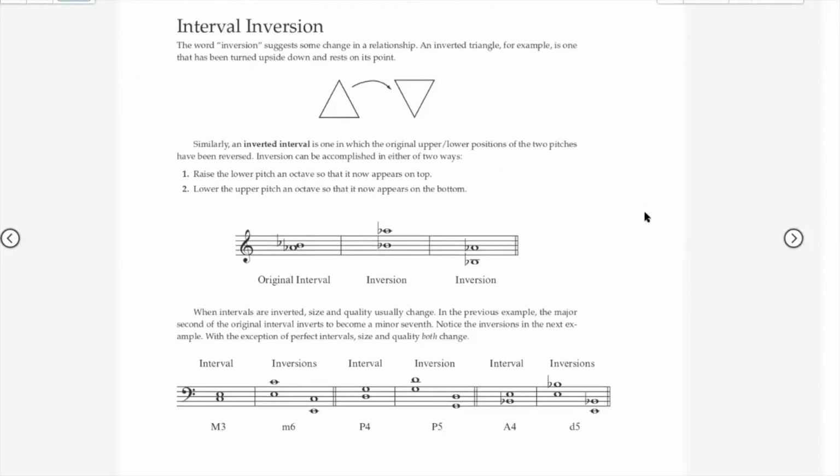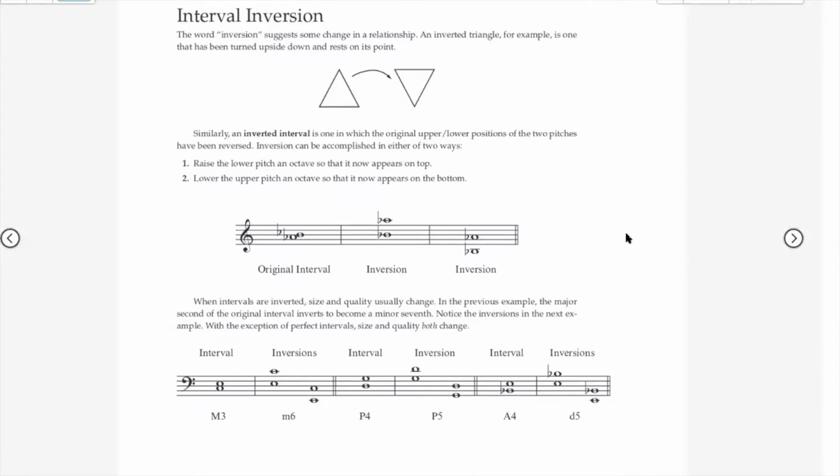Page 163 covers the topic of interval inversion. Of course, to invert, your text says it's to change position, and you might think it means just to turn it over, and there are ways it can mean that, but we're going to use that word more in later chapters. But for right now, it does mean to flip over the interval.